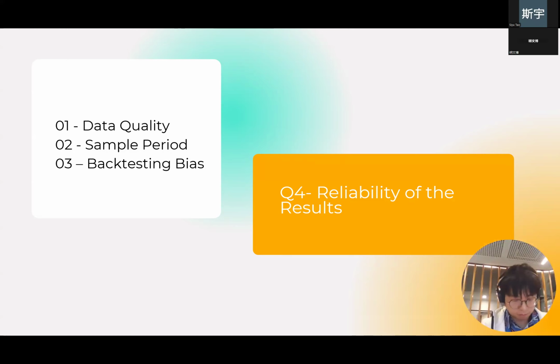On the third part, backtesting bias. The methodology should avoid look-ahead bias and data snooping bias, ensuring that the characteristic calculation only uses the information available at the time is critical.